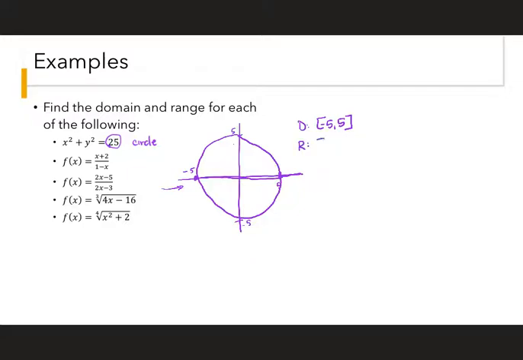Similarly, the range, as I start from the bottom and work my way up, I start seeing a circle at negative 5. I stop seeing the circle at positive 5. So the domain and the range happen to match. That's not always the case, but in this case they do. So they happen to match, and they happen to be from negative 5 to 5.